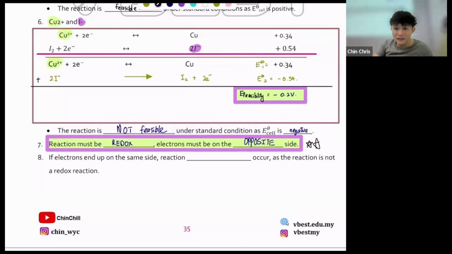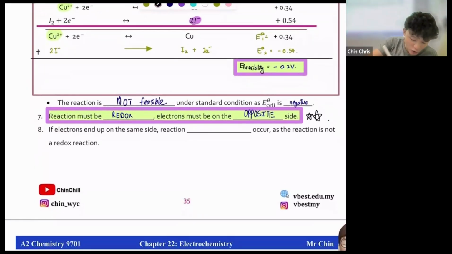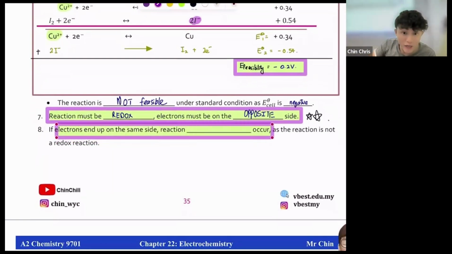Okay, so remember, my method works for every question. No matter how your school teacher designs it, it's always the same. Trust me, bro. It works like a charm. Next, if electrons end up on the same side, will the reaction occur? No, the reaction will not occur.